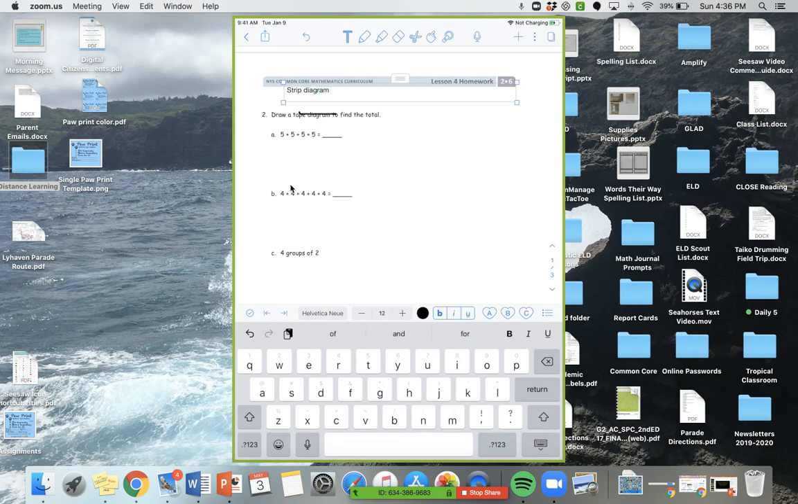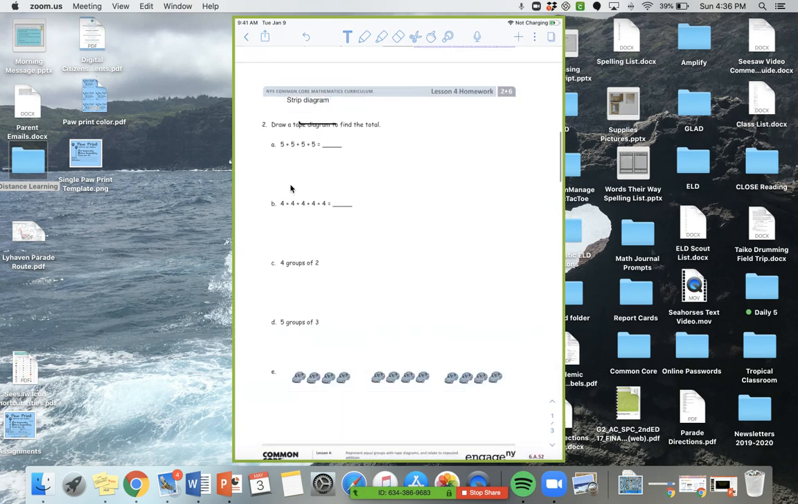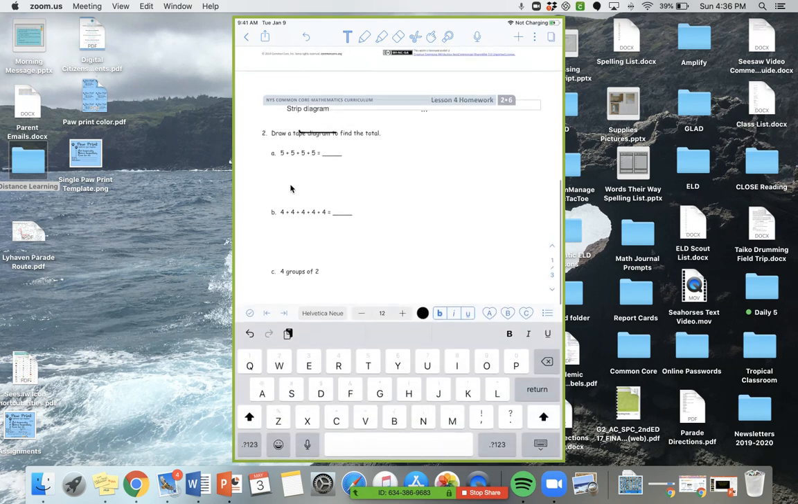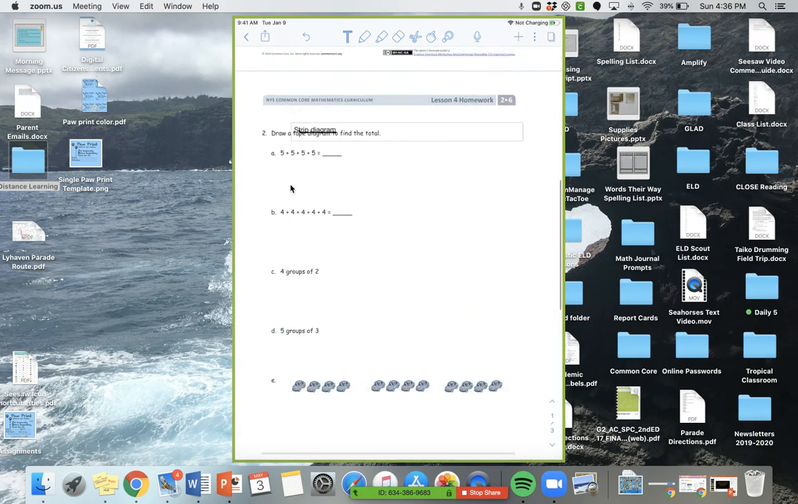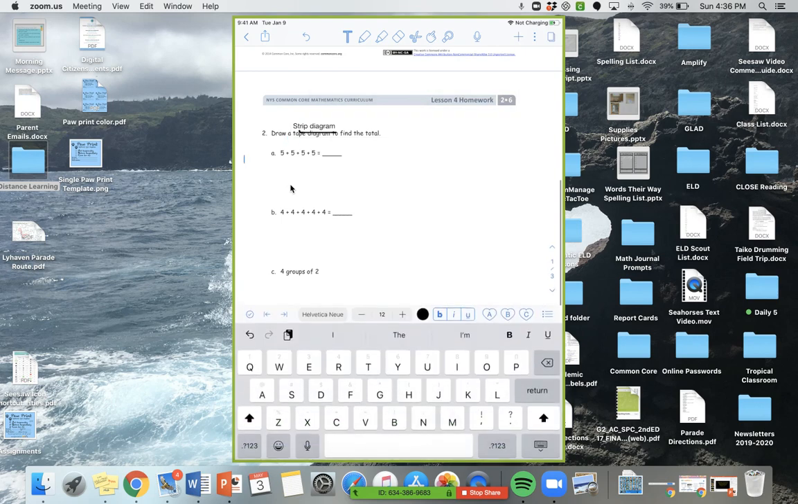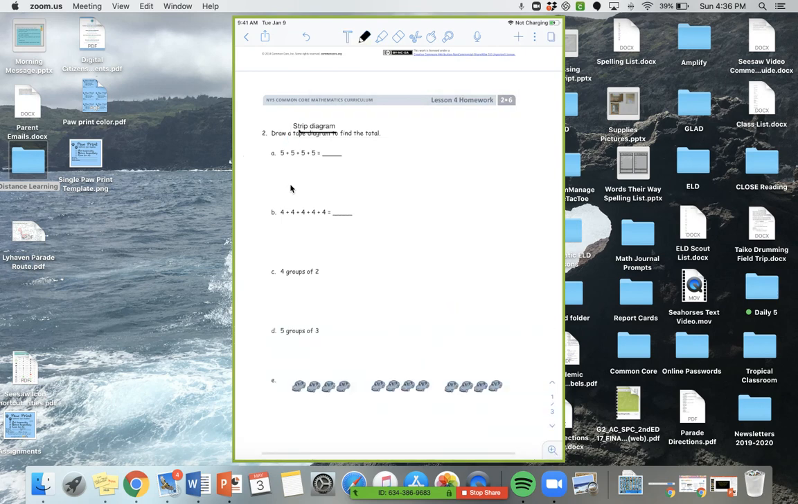Okay, so that would be right here. Okay, so draw a strip diagram to find the total. So there are 4 groups. Okay, let me just erase that. So you need to draw 4 strips.